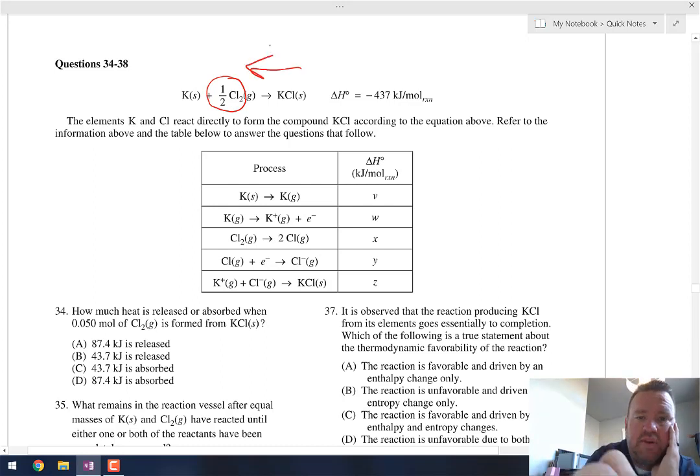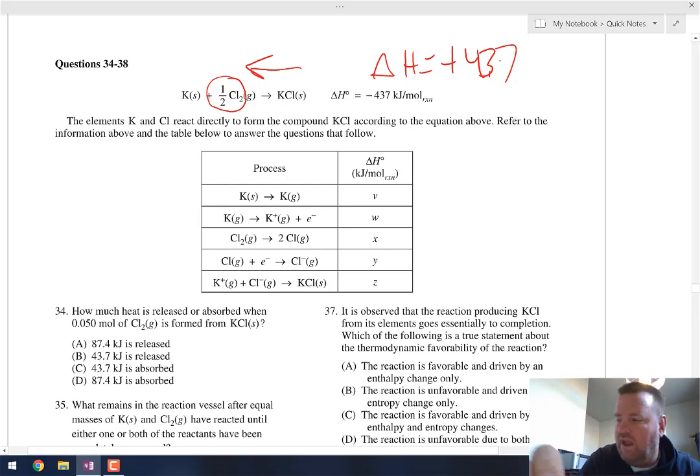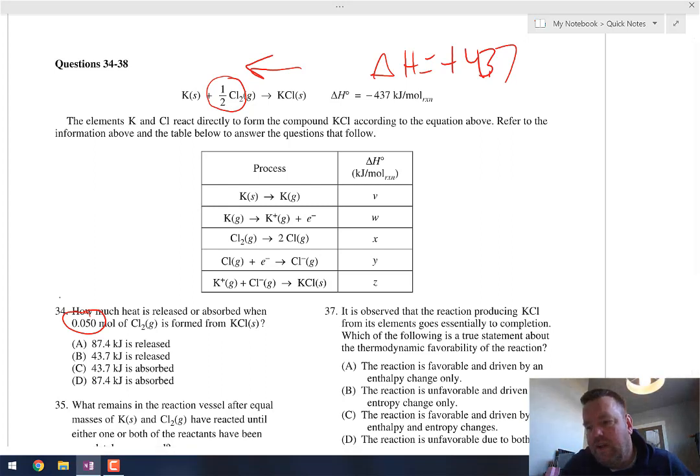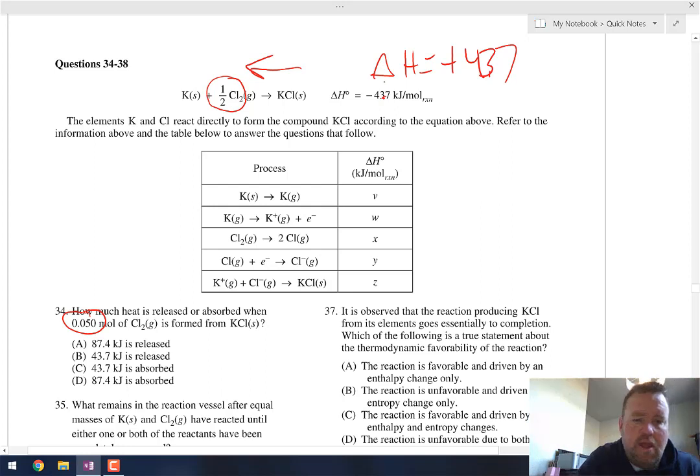Now we're talking about the reverse reaction. So right away, we know for the reverse reaction that delta H is going to equal a positive 437. We have half of a mole that's going to be formed when that occurs. But we don't have half of a mole, we have 0.05 moles. So instead of 437, we can just move that decimal place one spot over to 43.7. And because it's in the opposite direction, it's being absorbed, not released. So the correct answer is C.